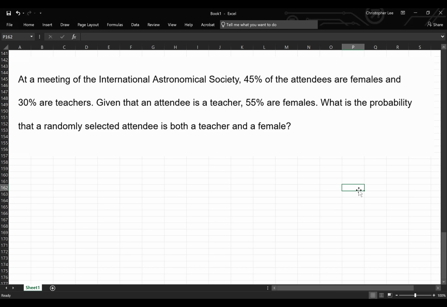They told me to turn it into a decimal. No, you're right about that, but why did you choose 45 instead of 50 and 30? Because it's an attendee who is both a teacher and female, teacher and female.